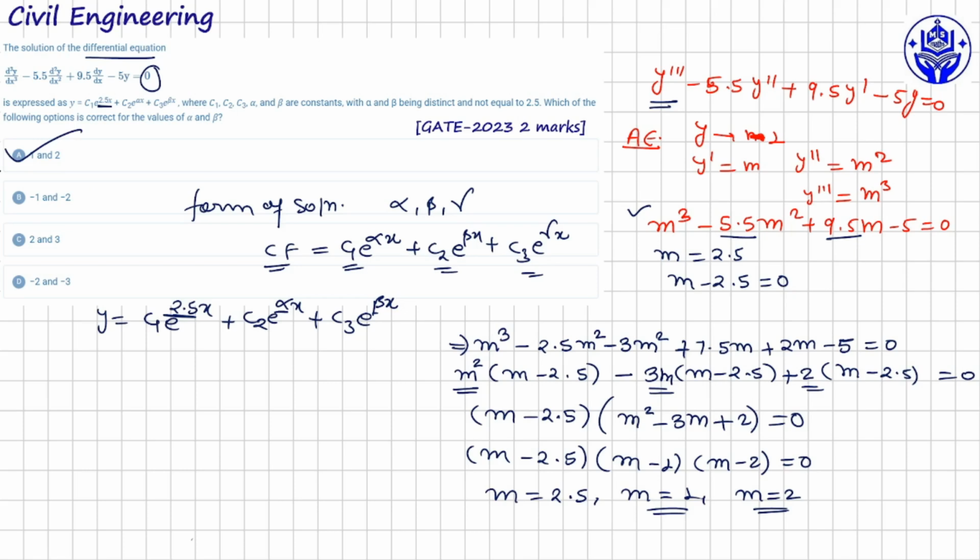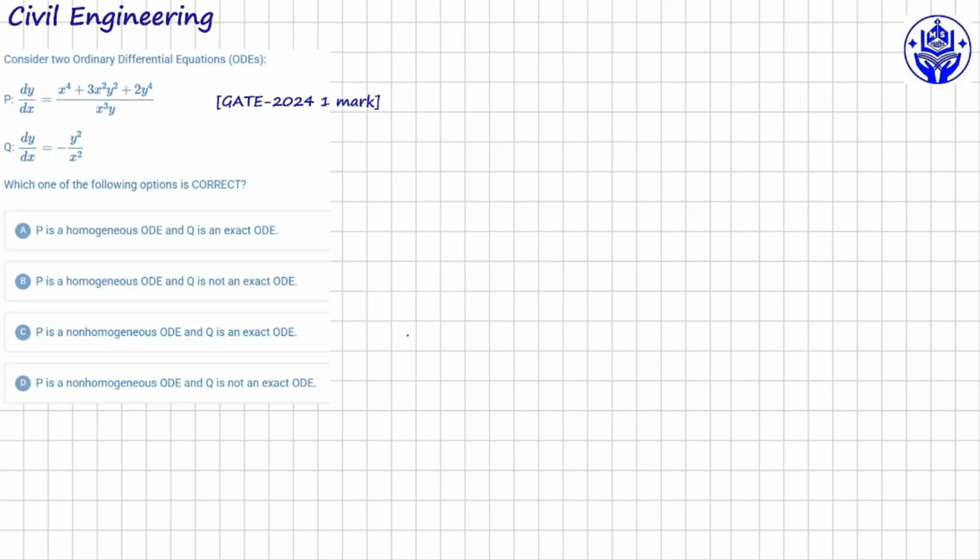Another method is that you can just take these values and put them in this. If it is satisfying this, then that is a root of that particular differential equation. If it is not satisfying, then of course it is not. So that is the hit and trial method. Whenever you have one root, you can find another root. Okay, now next question.